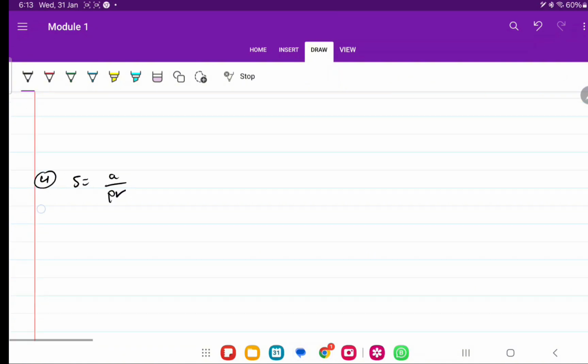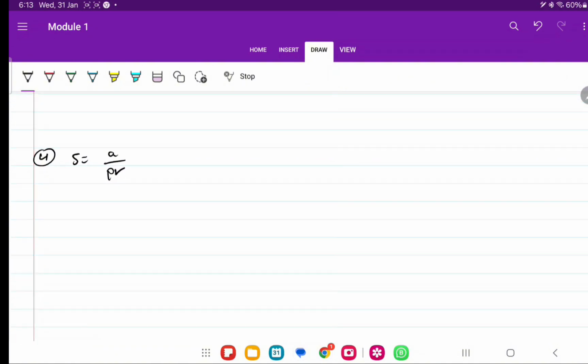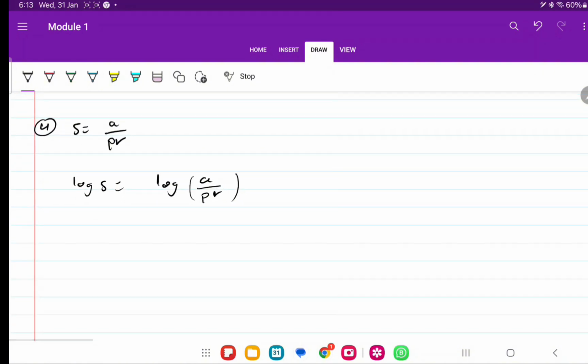All right. What if I have S is equal to A divided by PR? Again, I log both sides. I'm going to have the log of S is equal to the log of A over PR. And now I'm going to use which law? The quotient law, right? This is going to give me log of A minus the log of PR.